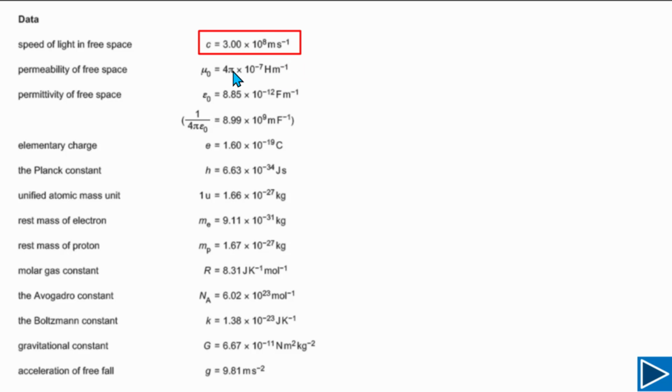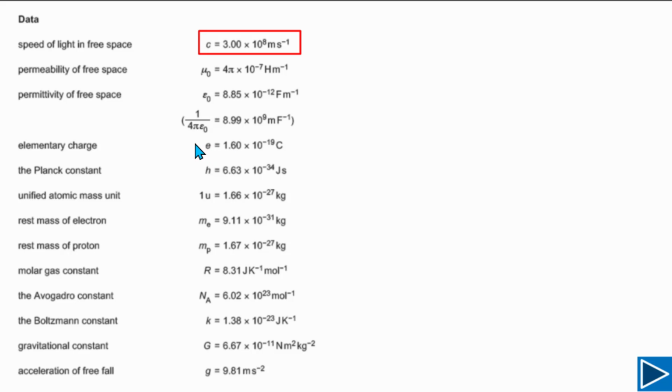Let me highlight some constants you need for the AS physics exam. The first one is the speed of light. The speed of light is very important because in the exam they will often ask you to calculate the frequency of electromagnetic waves. For that purpose you need the speed of light. The speed of electromagnetic waves in air or in free space is almost the same. So you can simply use v = fλ and calculate frequency if the wavelength is given to you. It's a very common question, so you have to be clear about this one.